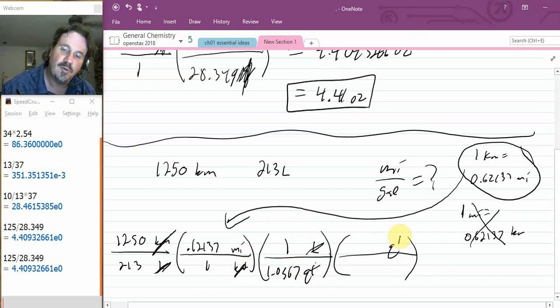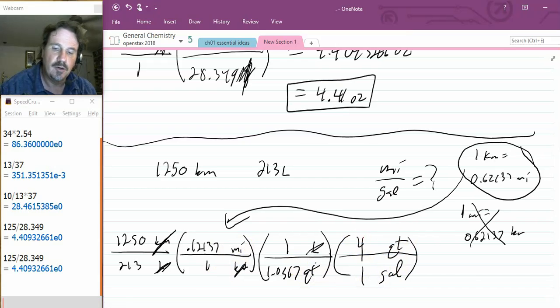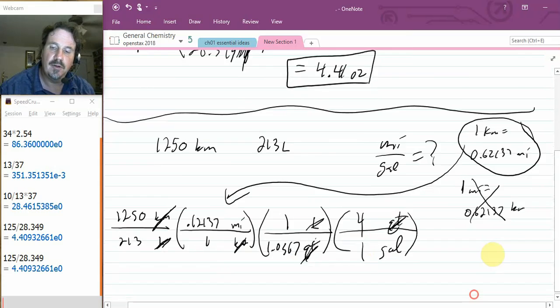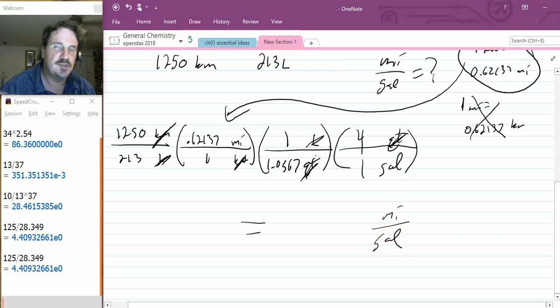So my last step, quarts on the top, so it'll cancel, gallons on the bottom, and I know that there are 4 quarts in a gallon, just like 12 inches in a foot sort of a thing. Quarts and quarts are going to cancel. There we go. And now if I stop here, put my equal sign, the top will be miles, the bottom will be gallons, which is exactly what they want, miles per gallon.